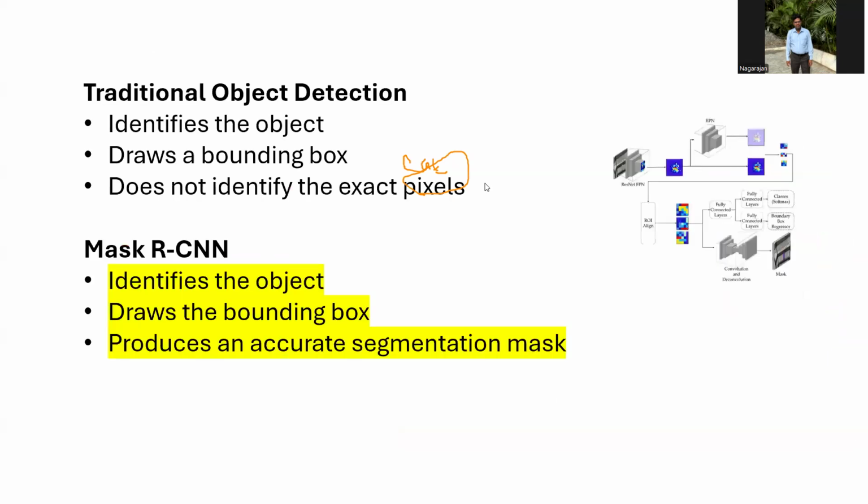Then, what is special and why is Mask RCNN important? Traditionally, object detection models like RCNN or Fast RCNN can easily identify the object and even draw the bounding box, but they do not identify the exact pixels properly. But once you use Mask RCNN, it can identify the object and draw the bounding box as well as produce an accurate segmentation mask. Later, during implementation, we will get more knowledge about Mask RCNN.